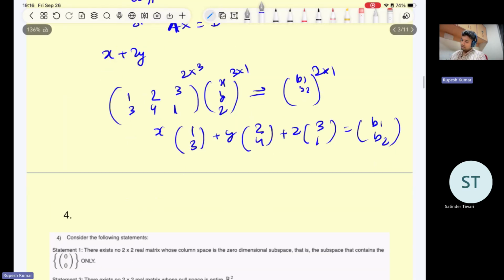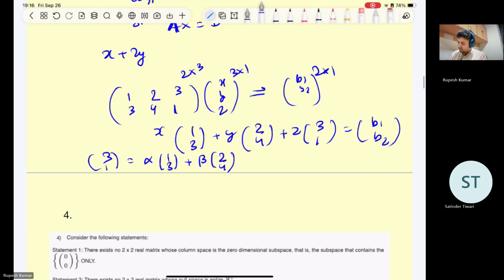Now my question is, can you write (3, 1) as some linear combination of (1, 3) and (2, 4)? Can you? I think it is possible, because these two are linearly independent, so they will span the whole two-dimensional space. So you can always write this. Simply replace this (3, 1) with alpha into (1, 3) plus beta into (2, 4).